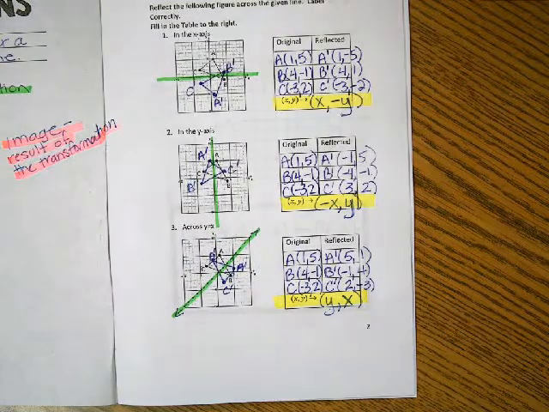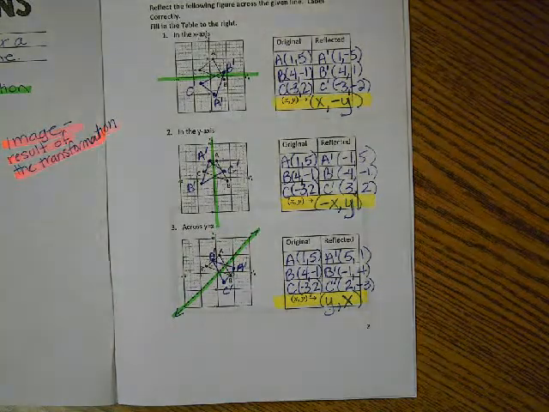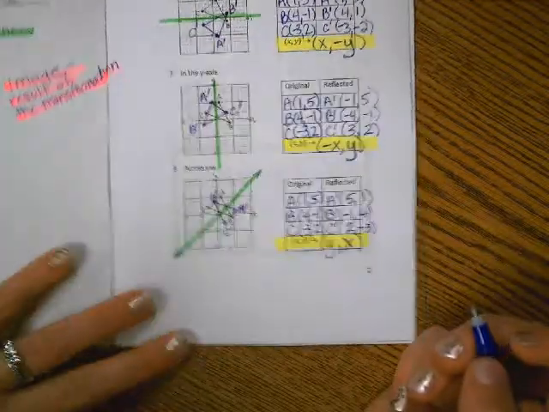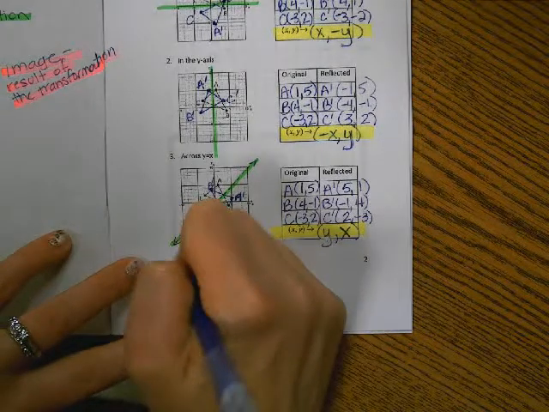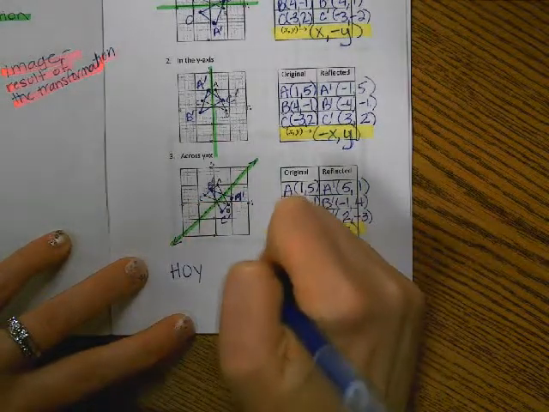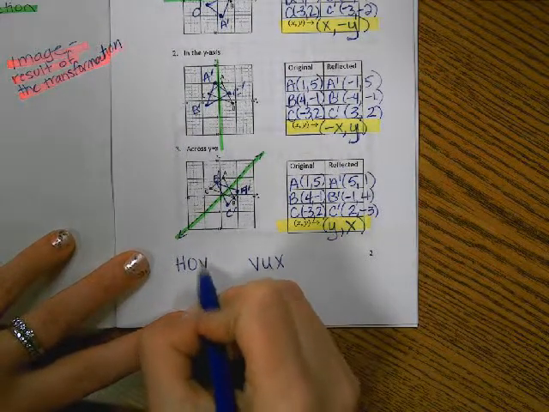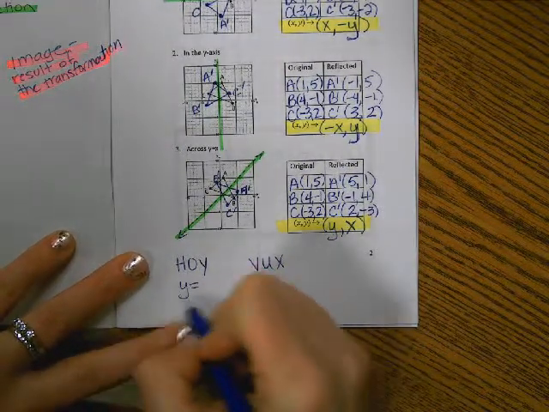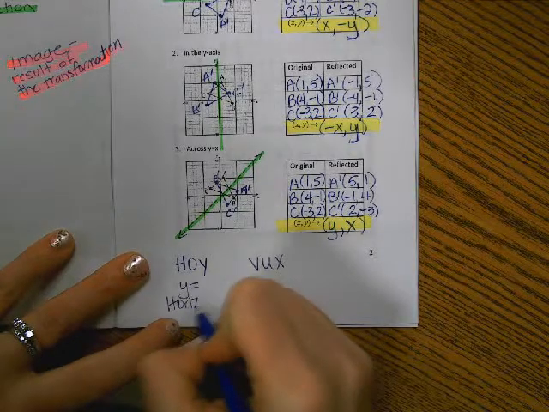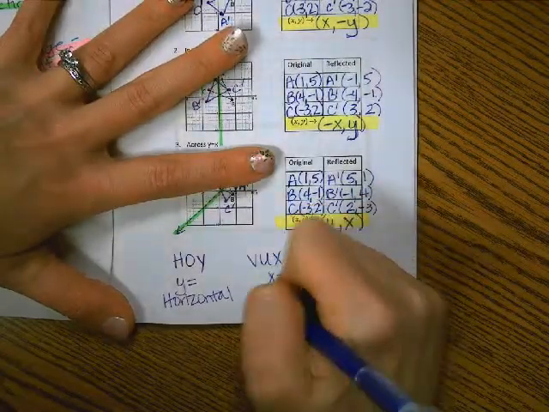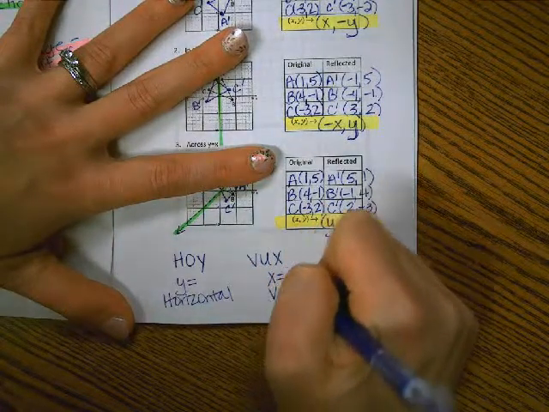Now, if they give you over the line x equals 1 or y equals 1, you have to remember that vertical and horizontal line rule. And it's Hoy and Vux. If it's Hoy, if it's y equals, then you're going to have a horizontal line. If it's x equals, then you're going to have a vertical line.